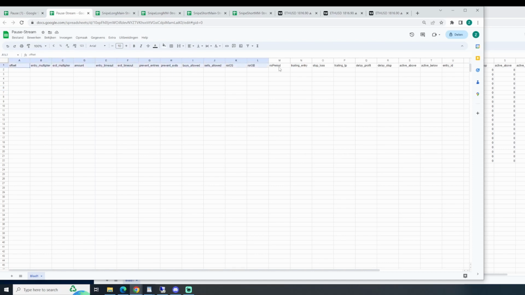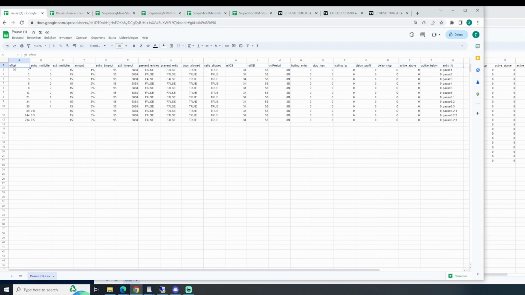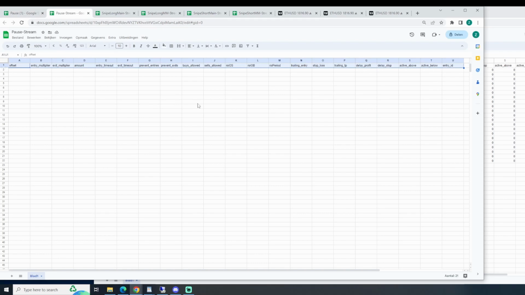and I've taken the first row of these agent tables. So the first row always starts with the settings, so the offsets, entry, multiply, etc. I took one of these rows and pasted it in an empty Google Sheets. Okay, I've done this for snipe long main, snipe long market maker, snipe short main, and snipe short market making. Okay, so this is the short signals, and the market making part is basically to add to your trade. We won't be needing that. We will keep it as simple as possible for now. So we will only take the snipe long main and the snipe short main.